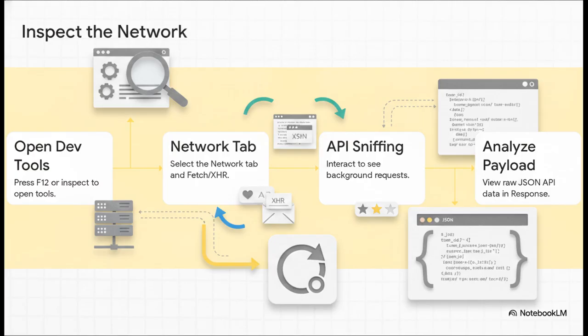Okay, here is your practical exercise. First, pop open your developer tools. Usually, you do this by hitting F12 or right-clicking and selecting Inspect. Second, navigate over to the Network tab at the top of that panel and make sure the Fetch/XHR filter is selected. Third, interact with the page.